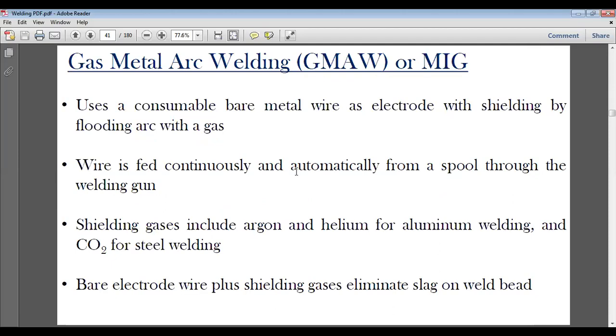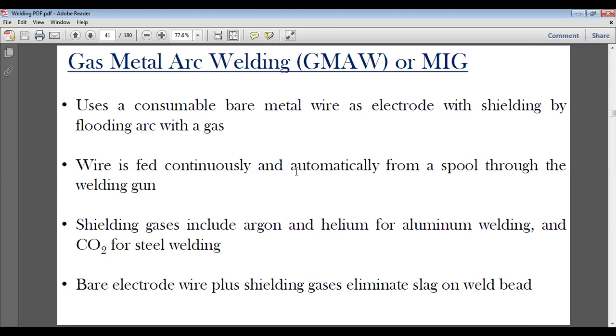Although MIG is the more frequently used term, and MIG welding and TIG welding, another is TIG welding. We'll be discussing tungsten inert gas welding at a later stage. But right now we are discussing MIG welding or GMAW, gas metal arc welding or MIG welding, metal inert gas. So in metal inert gas, the electrode is made up of a metal that is consumable. So consumable bare metal wire or electrode with shielding by flooding the arc with a gas. So first thing is that in GMAW we use a metal electrode that is consumable.